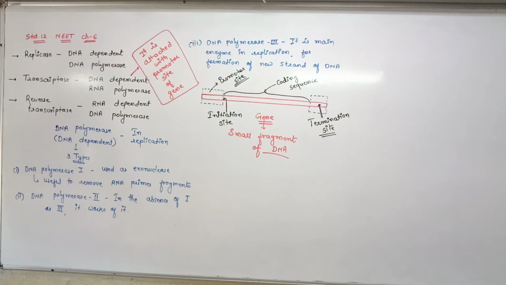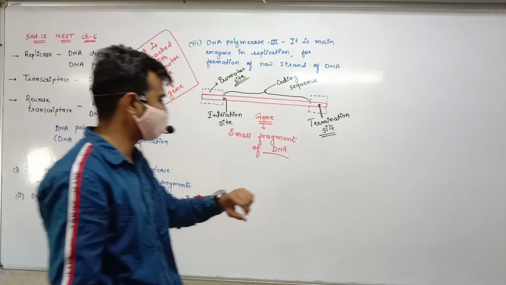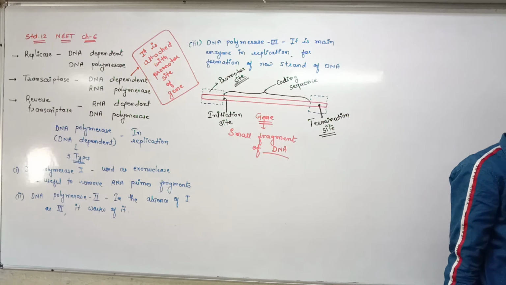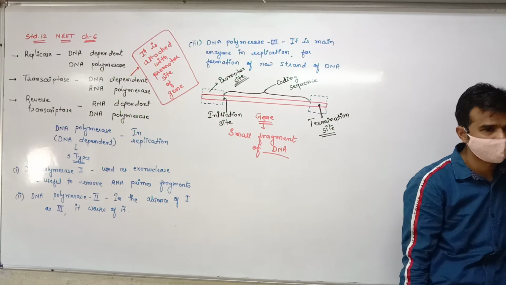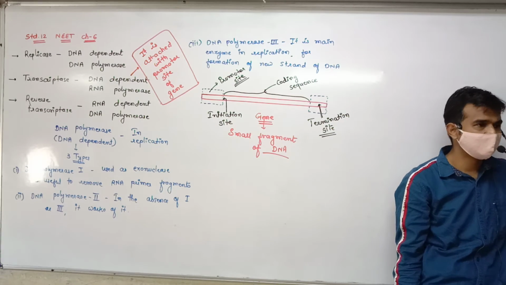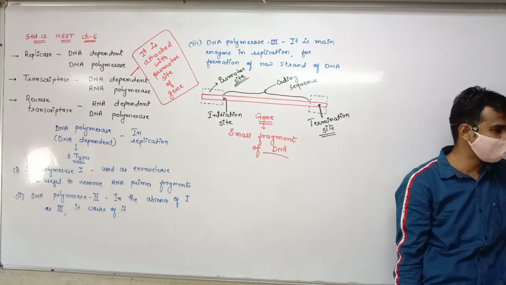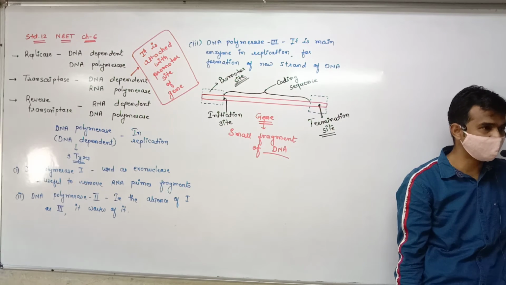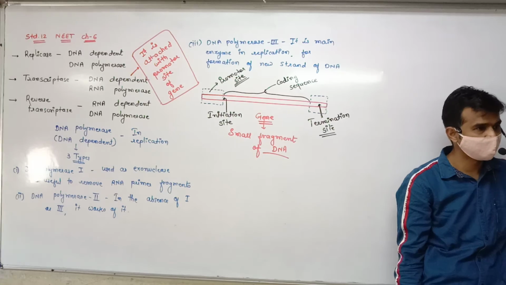Okay. Now, semi-conservative mode of the DNA replication. The semi-conservative mode of DNA replication was shown by the two scientists in the Meselson and Stahl experiment. Okay, so please remember, the Meselson and Stahl experiment is mostly the experimental proof for the semi-conservative method of replication.